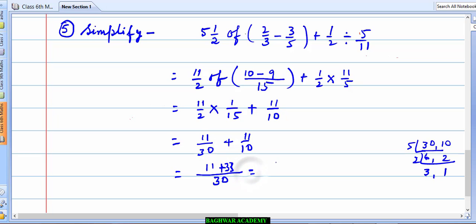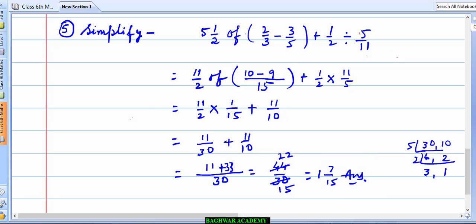So what you have got? 44 by 30. And finally you will get, if you are simplifying this, just you cancel this. 2 2s are 4, 2 2s are 4 and this will be 15. So finally you have got 1 whole 7 by 15 and this is your answer.